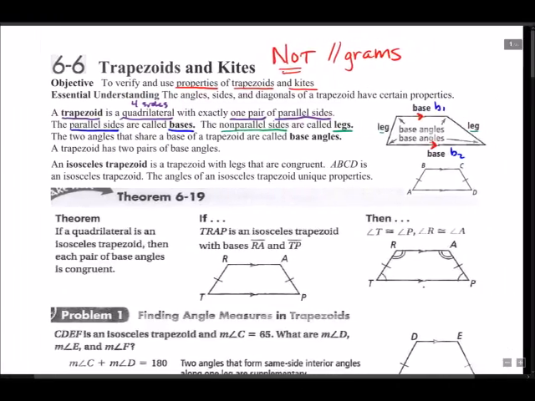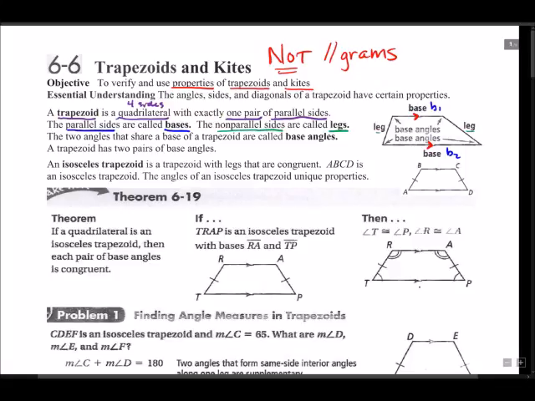The 2 angles that share a base are called base angles. There are 2 pairs of these. Your base angles are on top and on bottom.